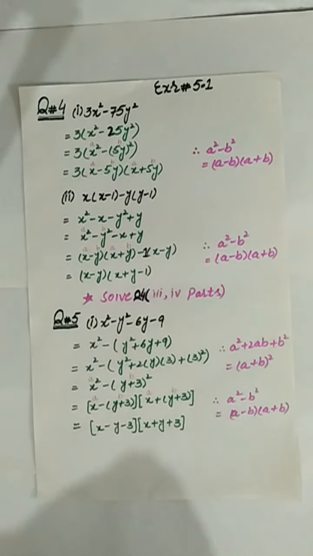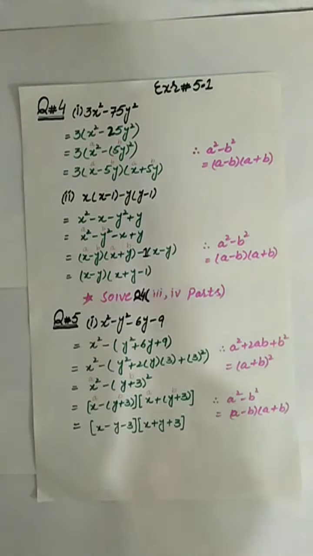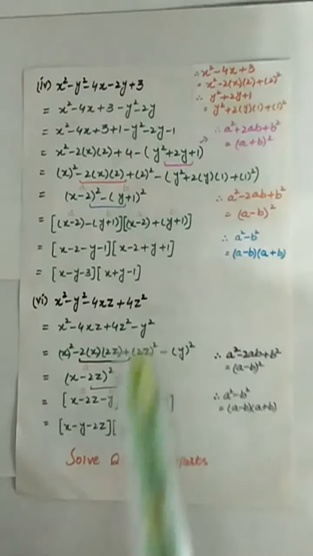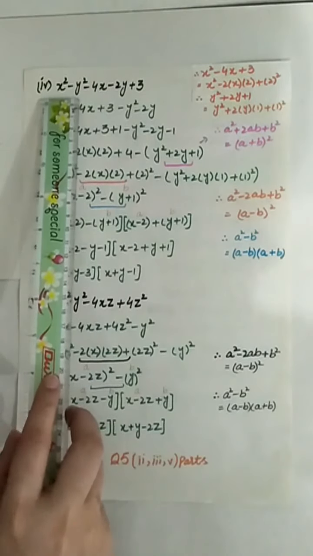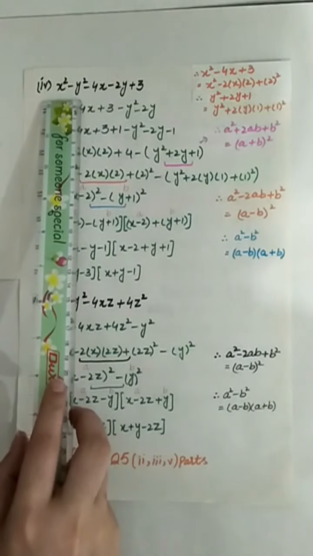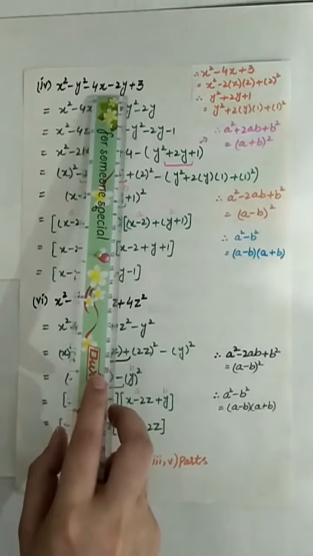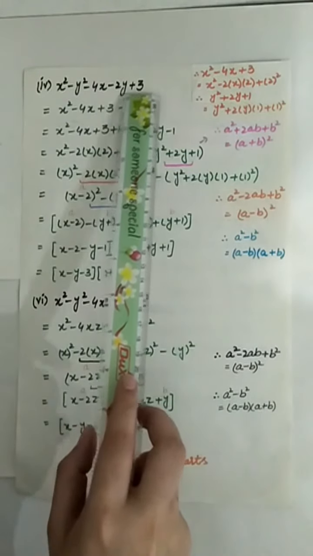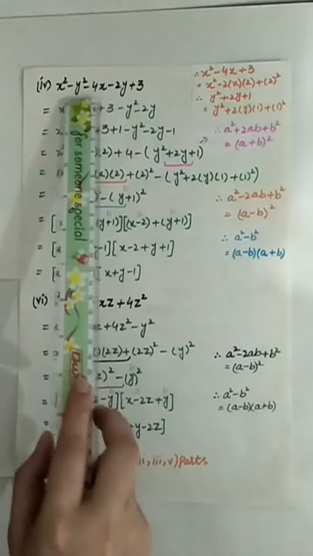This is the final answer of question number 5, first part. Now we will solve the fourth part of the question number 5, which is x square minus y square minus 4x minus 2y plus 3.